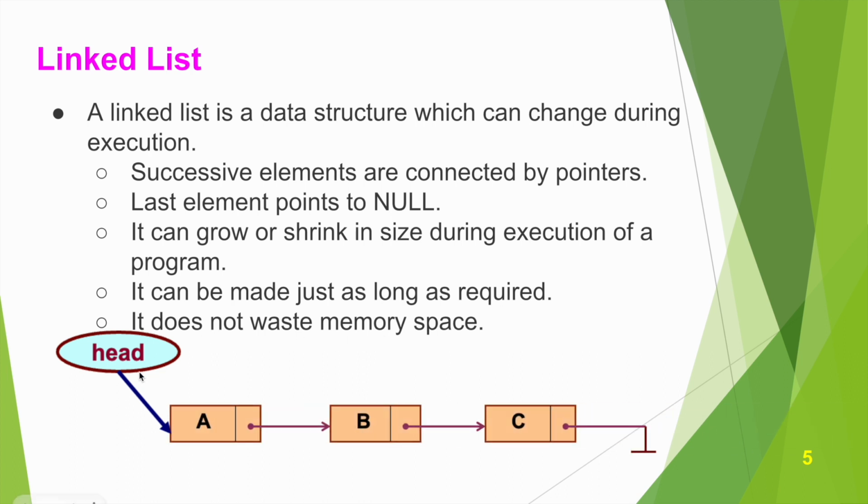Here is an example of a linked list where you have the head pointing to the first node, and element A is pointing to B, and then B is pointing to C, and since C is the end of the list, it's not pointing to anything. The next value here in the C node is null.